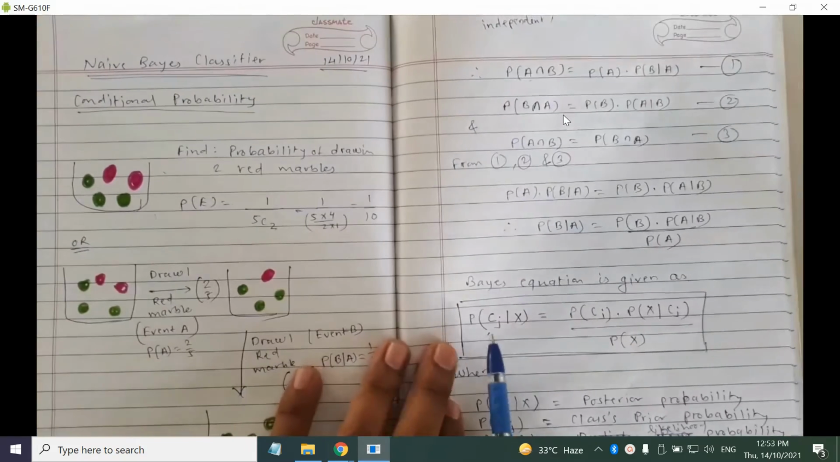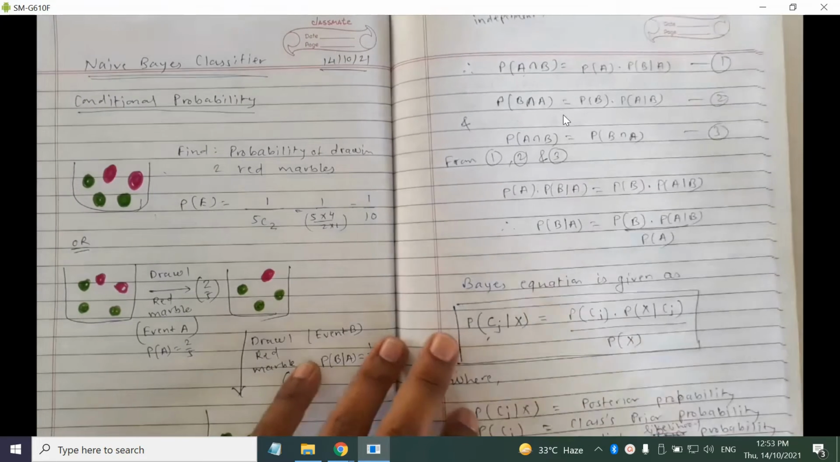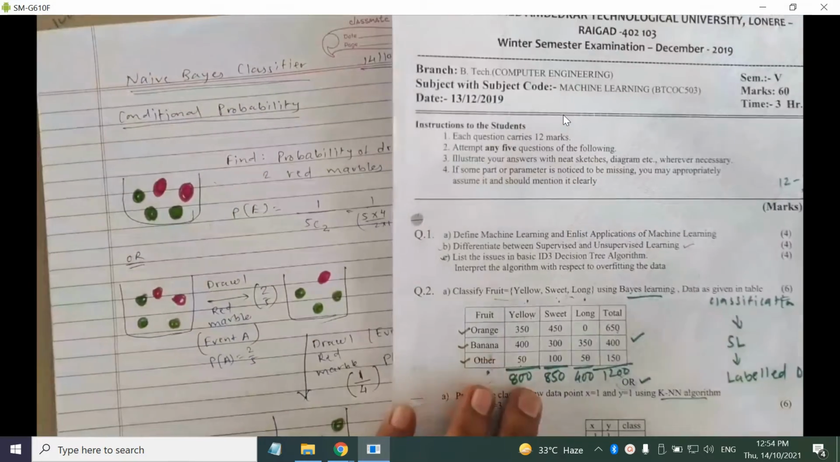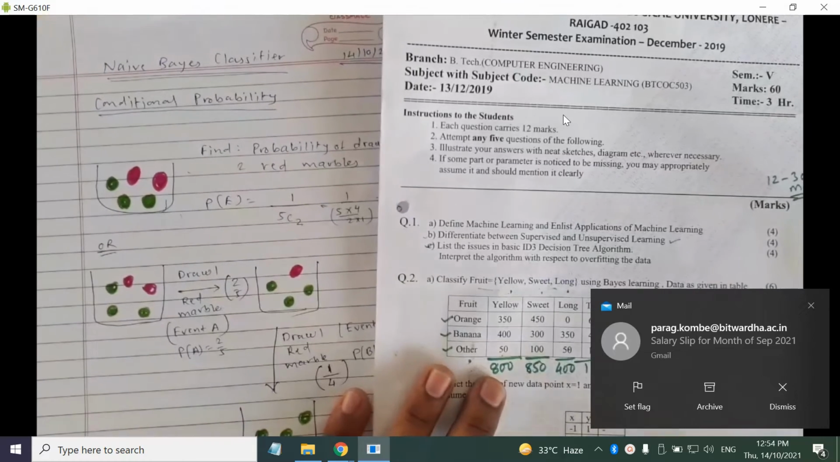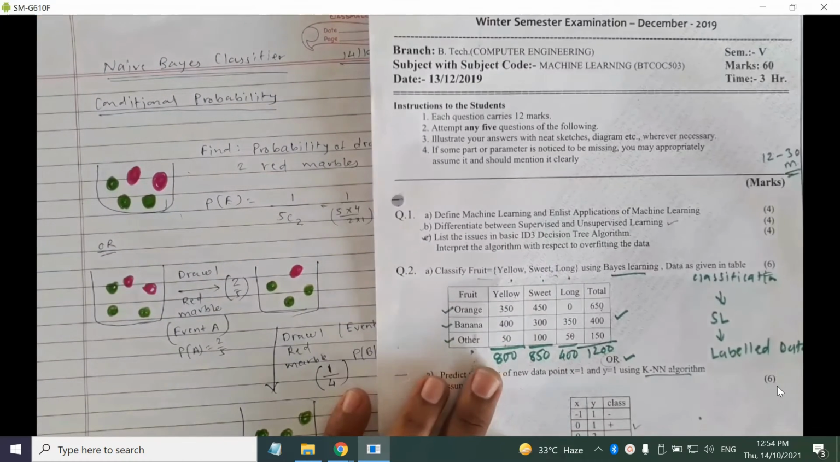Now in the Bayes classifier what we are doing is calculating the probability of a class given the sample. So how many classes are given here? Can anybody tell me the classes here? What are the classes here?